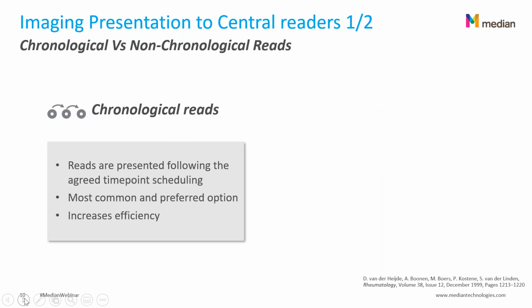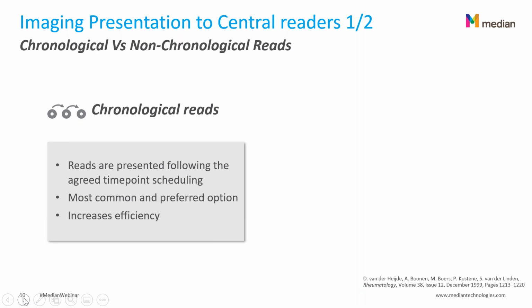All right, so now we will go through the imaging presentation to central readers. We will detail the chronological versus non-chronological reads. So for the first one, chronological reads, these are the most common types of reads that are provided to the readers. It's just presenting the images following an agreed time point scheduling that is typically listed in the protocol. This is common and typically a preferred option as it does increase the efficiency as readers are seeing the images as they flow along. So it could mean seeing the progression over time easier by seeing time point 2 as opposed to time point 3 in some sort of order based on their scheduling.